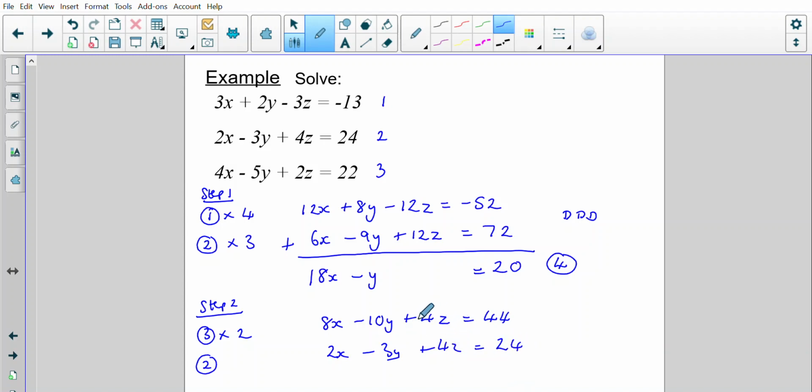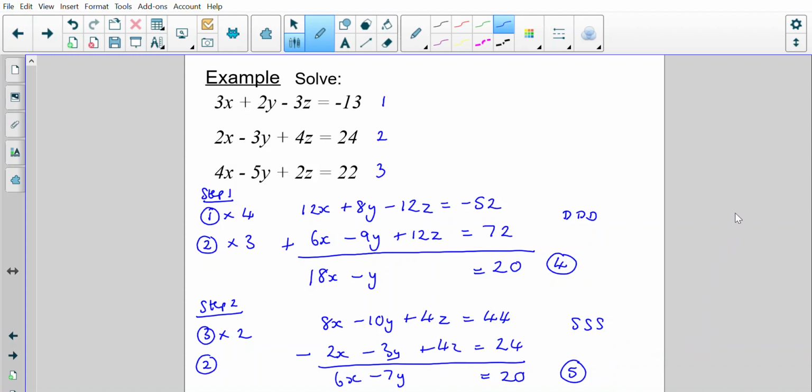So again I've got the coefficients of the z term the same because that's what I want to eliminate, because that's what I eliminated in step 1. This time I've got the same signs in front of the 4, so I'm going to use SSS and subtract the equations, which gives me 6x minus 7y. Don't forget it's minus 10 minus minus 3, so that gives me minus 10 plus 3, which is minus 7y, equals 20. And that I'm going to call equation 5.